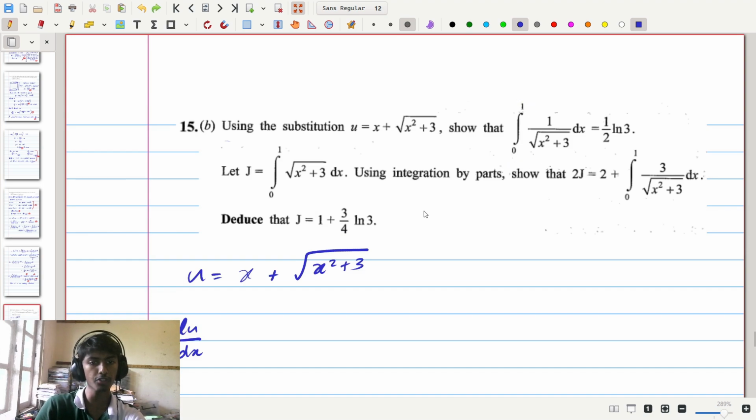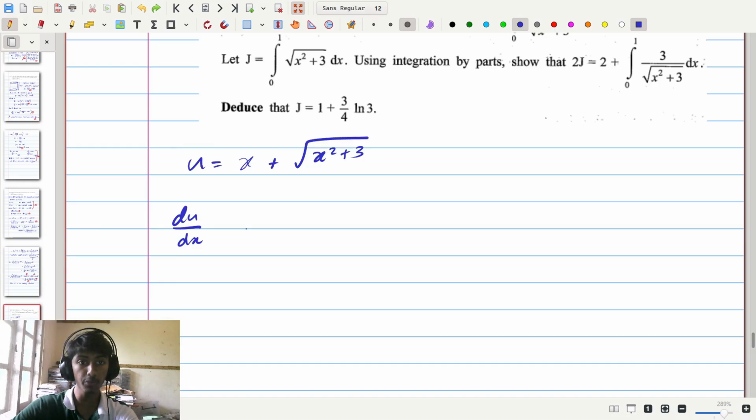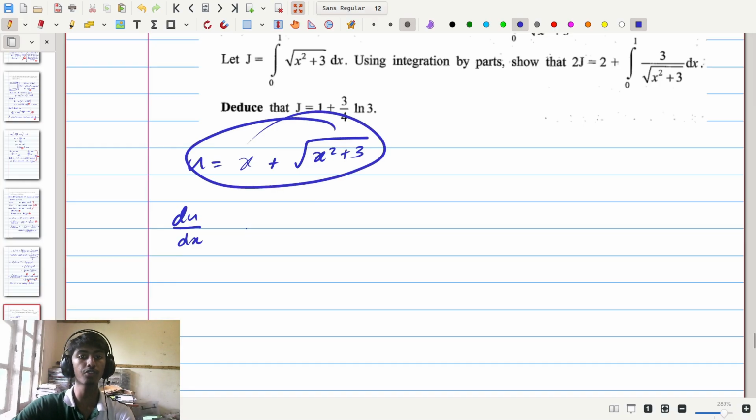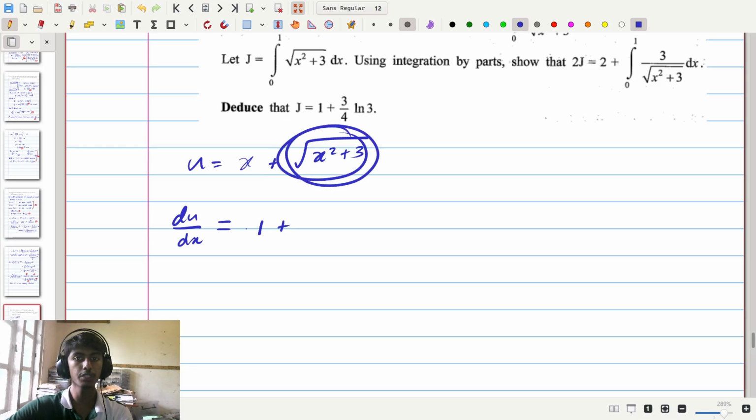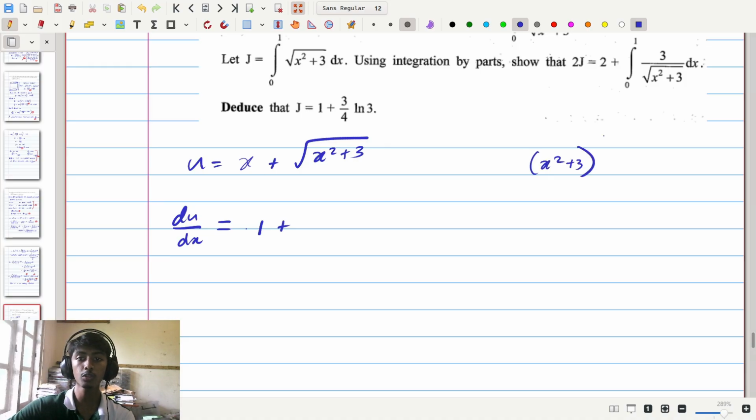So starting off with the first one, if we consider du by dx, what we need to do is to differentiate both sides of this equation. The left hand side is going to be du by dx, and for the right hand side, we need to find the derivative of x, which is 1, plus the derivative of this term right here, which if I write in power form is x squared plus 3 to the power of a half.